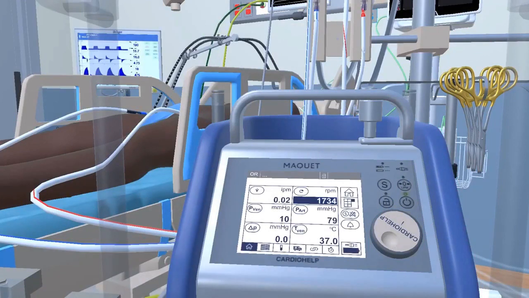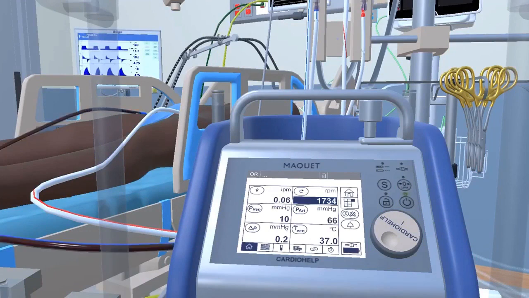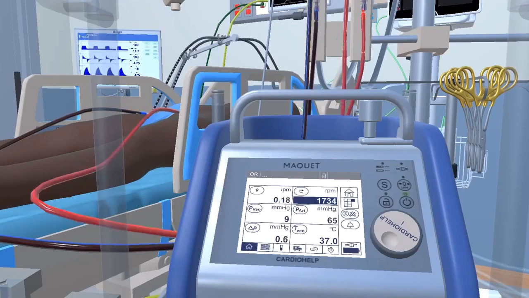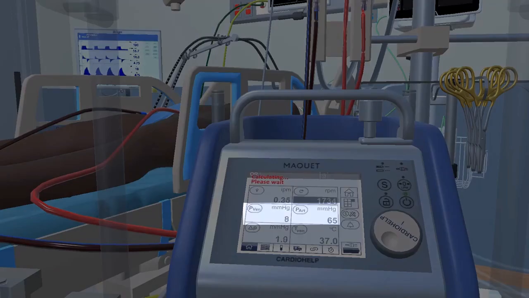Observe the blood flow animation. Darker blood is drained from the patient's right femoral vein. It turns brighter red as it passes through the oxygenator. Finally, it's delivered to the patient's left femoral artery. Inlet pressure, labeled P-VAN, is dropping while arterial line pressure is approaching 70 mm of mercury.